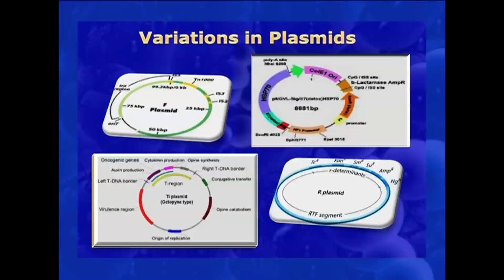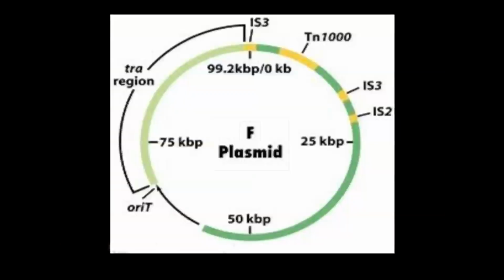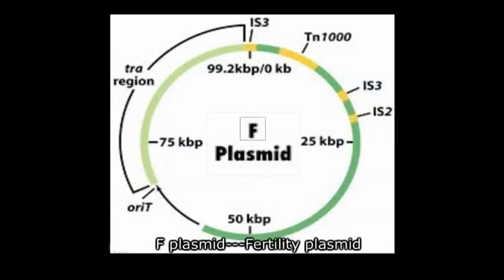Apart from chromosomal DNA, some extrachromosomal plasmid DNA are there, right? They may carry antibiotic resistance genes, virulence factors, etc. Let's talk about their variations. The F plasmid carries the fertility factor, along with the tra genes, which are important for conjugation.